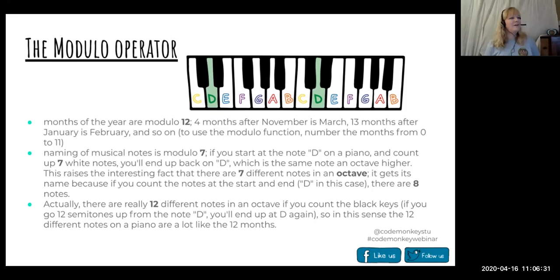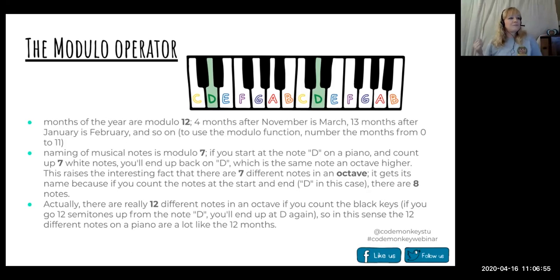Is it? What does oct mean? 8. Is that a mistake? Let's count it this way. You're going to count the start and the end. So if I count the start, D, E, F, G, A, B, C, D. 8. Ha, octave.